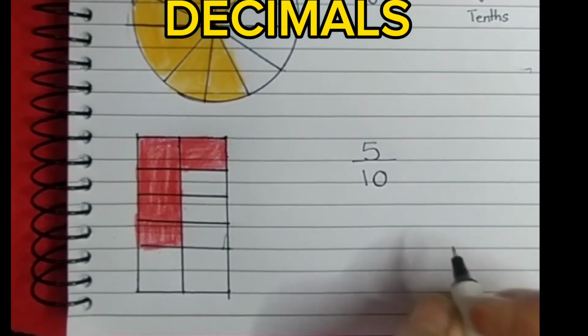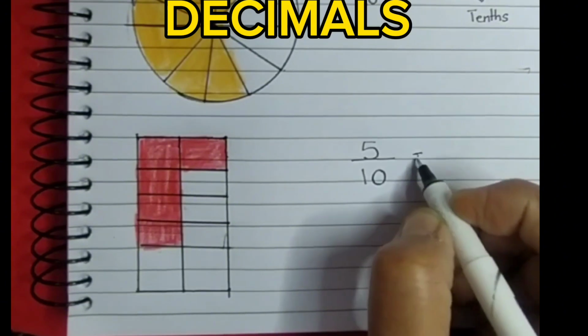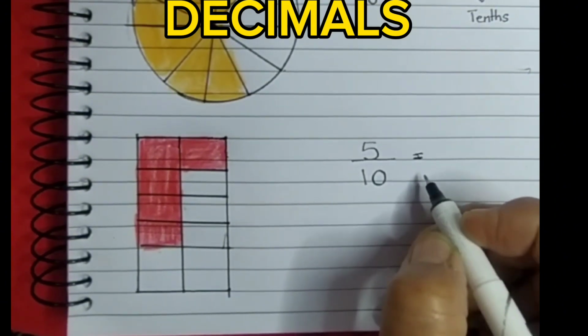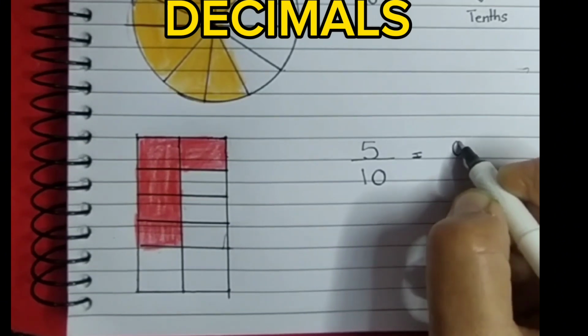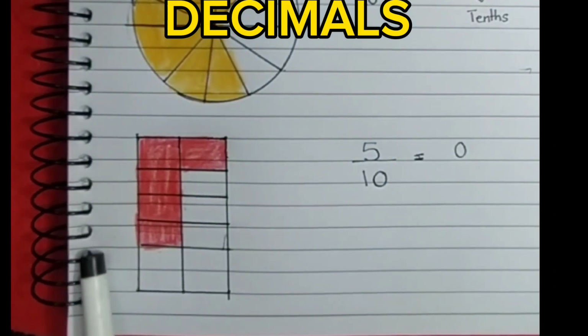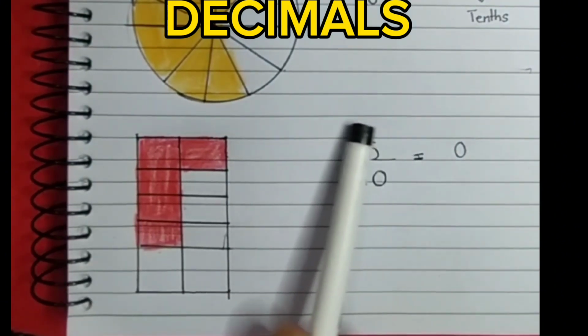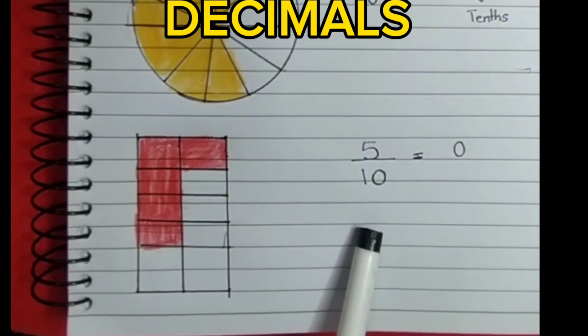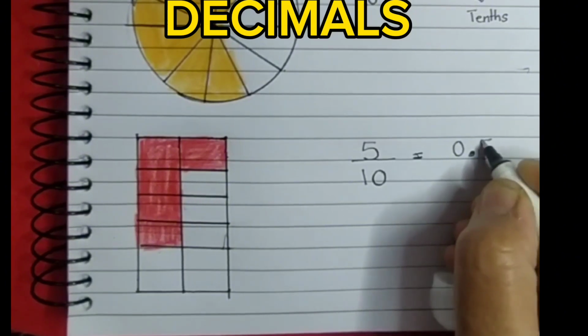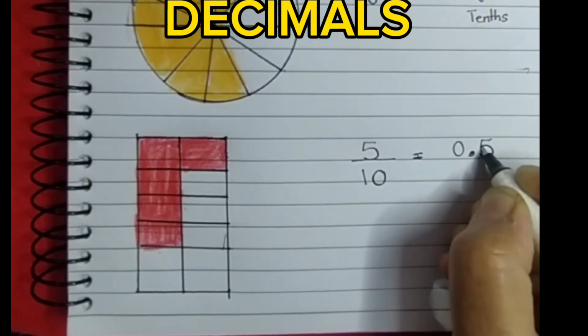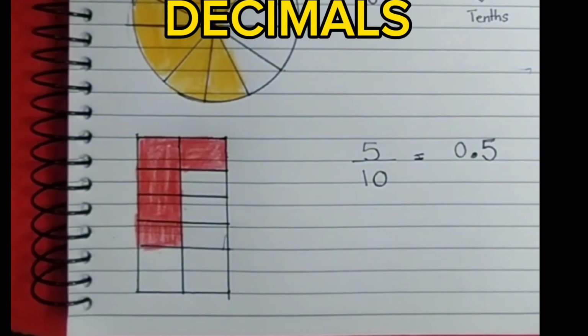But if you are asked to convert this to a decimal, how would you convert it? 0, because there's no whole number there. It's just a simple 5 upon 10 here. So we're going to write down 0.5. Understood that? 0.5 is how it is going to be written as a decimal.